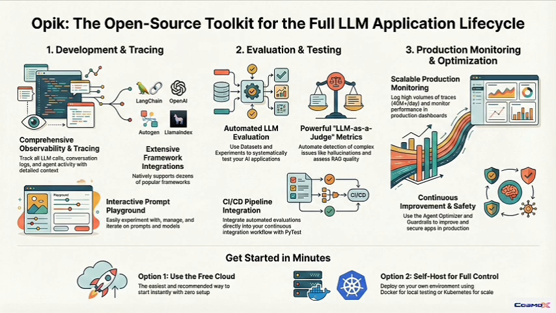Right. So if we follow that developer journey, it naturally breaks down into three core areas: development, evaluation, and then production. So starting with development, it's all about observability. This means deep tracing of every single LLM call, logging the full conversation history, and tracking all the context. I mean, just imagine, that capability alone probably saves developers days of staring at nested API calls and wondering why their RAG response went completely off the rails.